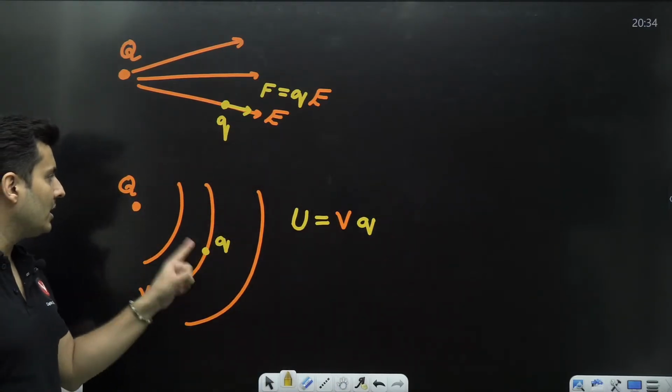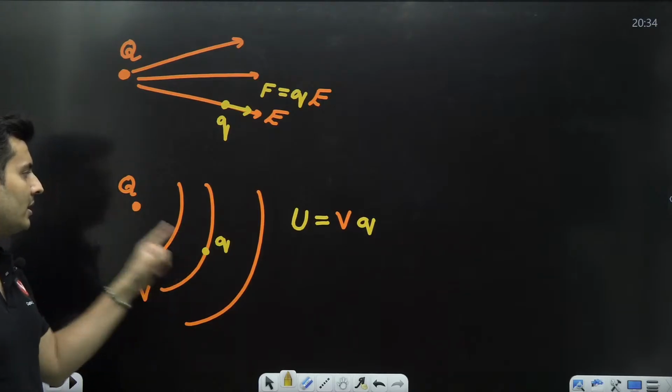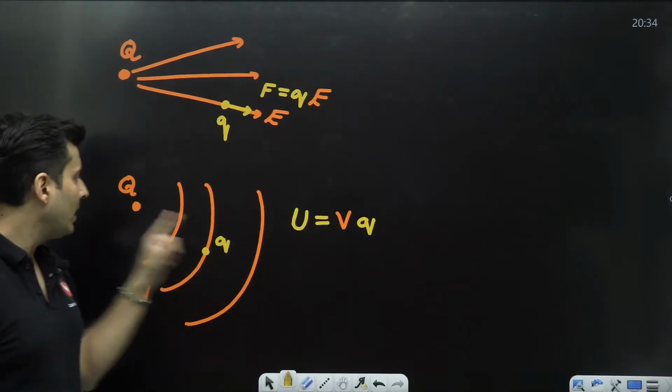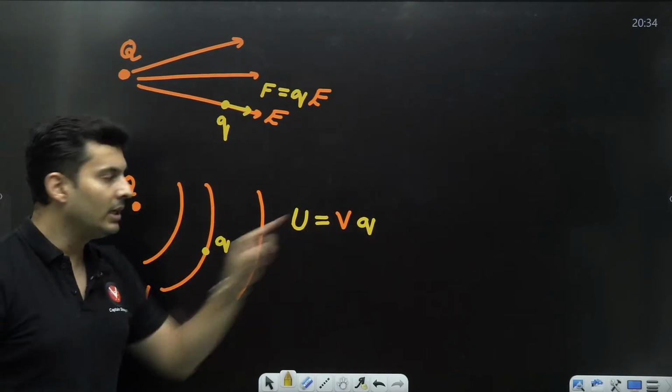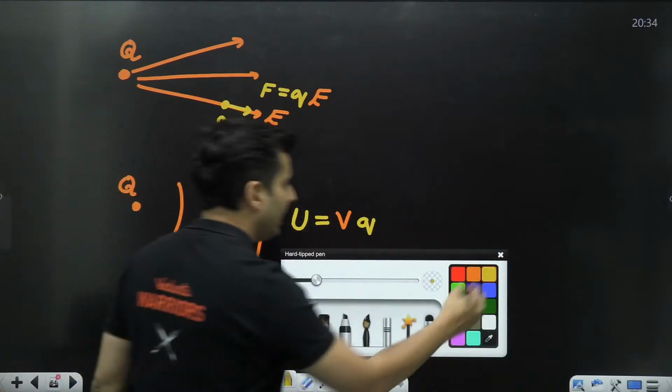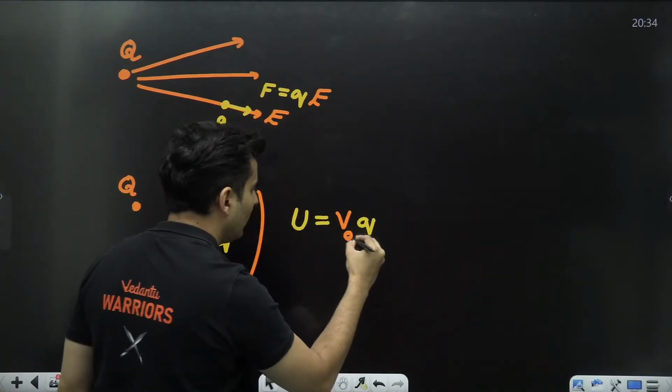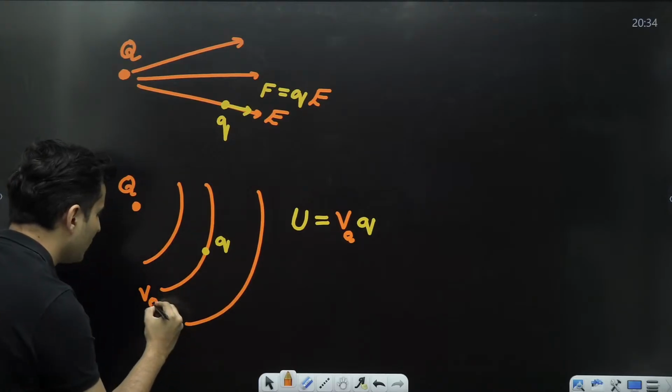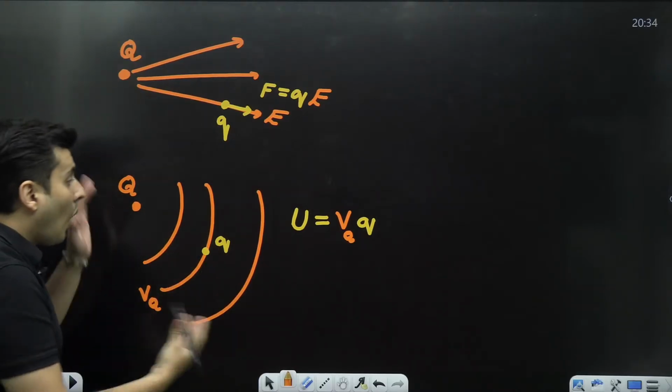So the energy of these two charges will be the potential due to this charge times this Q. I hope this is absolutely clear: the potential due to the one charge multiplied by the other charge.